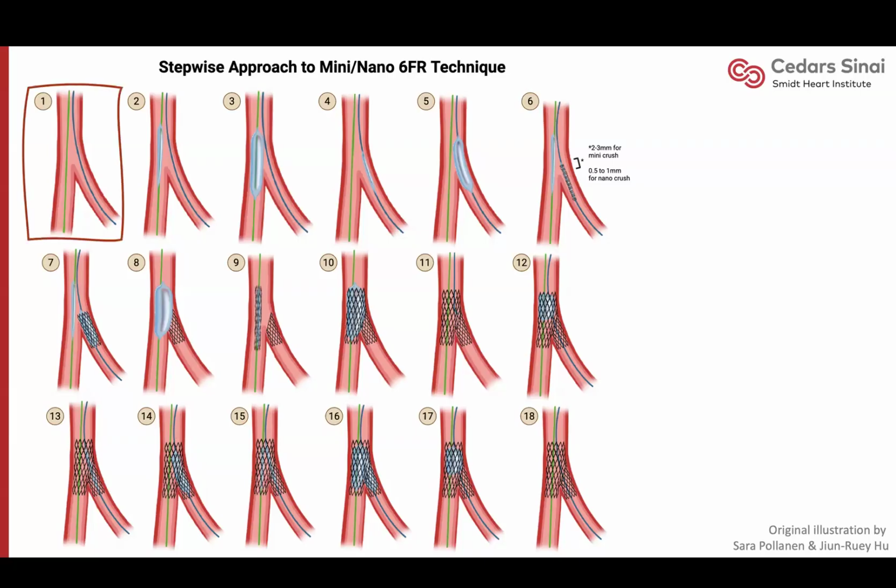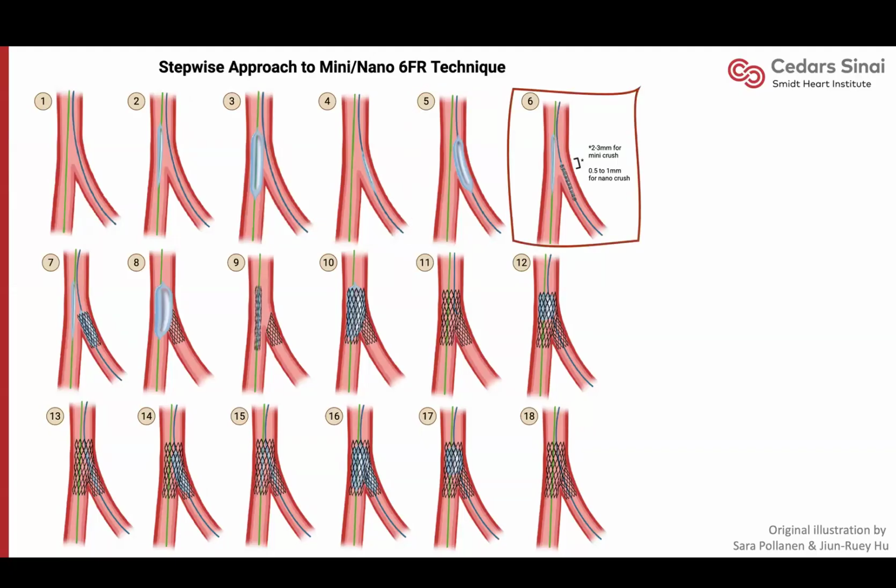Start as always by wiring the main vessel and the side branch. Advance a balloon in the main vessel and perform pre-dilation of the main vessel. Advance a balloon in the side branch and perform pre-dilation of the side branch. Advance the side branch stent into the side branch and the main vessel balloon into the main vessel. Pull back the side branch stent such that there is a 2 to 3 millimeter protrusion proximally into the main vessel.